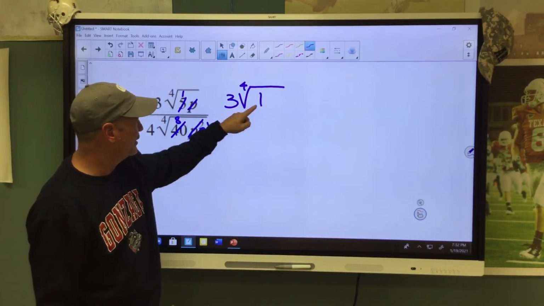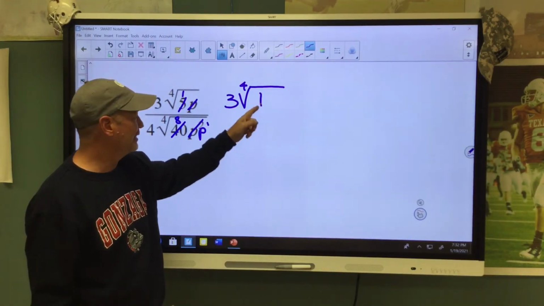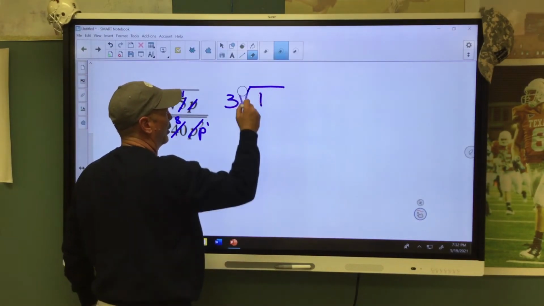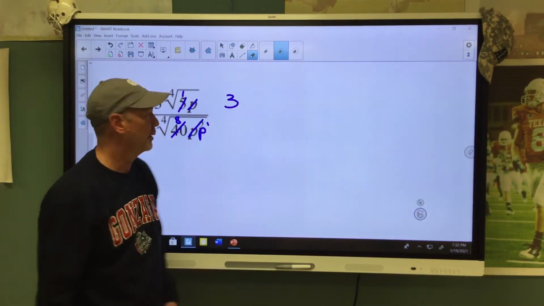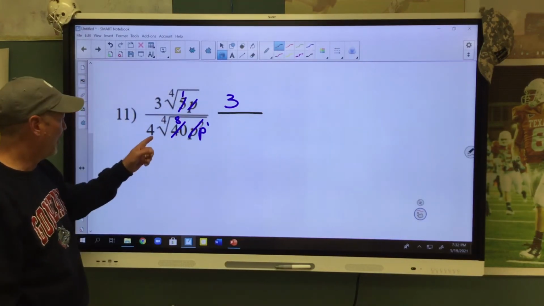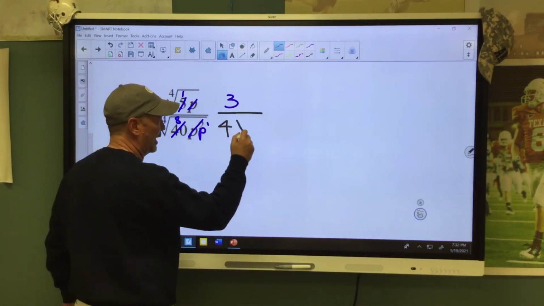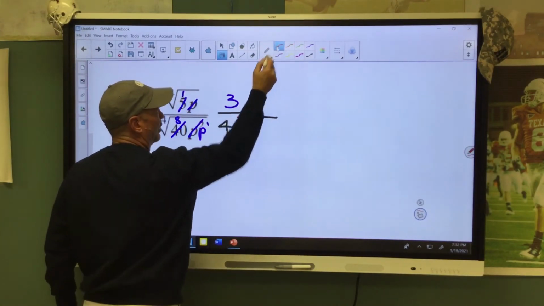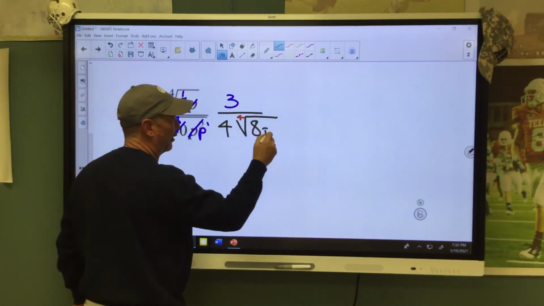Do you understand? The 4th root of 1, the cube root of 1, the square root of 1, this is just the number 1. So we really don't need this, because all we're going to end up doing is multiplying 3 times 1, and we're going to get a 3. All right, so that's going to give me a 3. On the bottom, in the denominator, we're going to have a 4. We're going to take the 4th root, there's our root, and we're going to have an 8, and we're going to have p to the first.